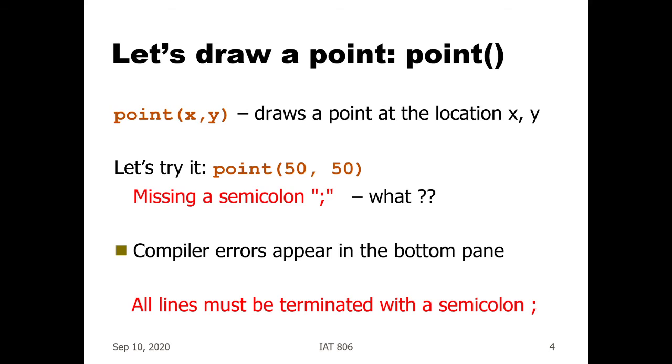If you don't fix them, you're not able to make progress. In general, all statements of the kind like point, rectangle, line must be terminated with a semicolon. And the purpose of the semicolon is to tell the processing system that a particular command or function call like point is over and there's something new to come along in the text right after that.